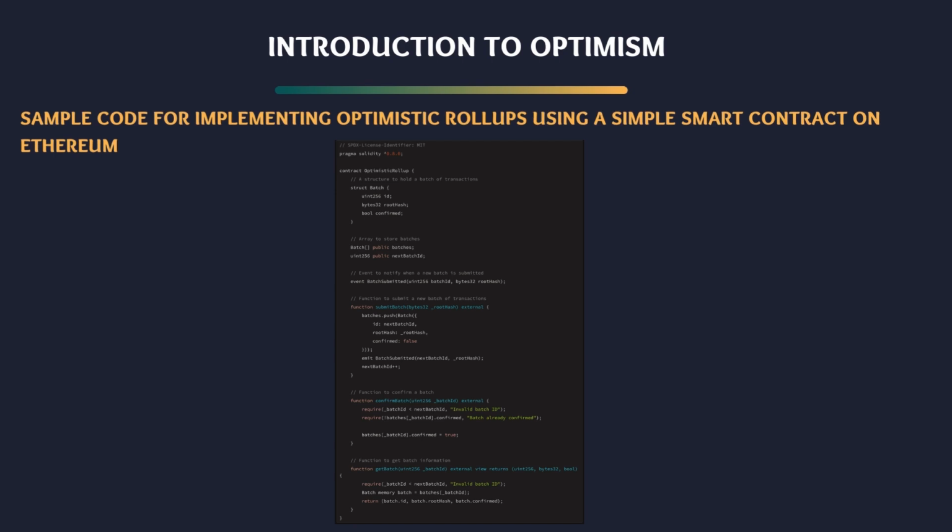4. Confirm batch function. This function allows anyone to confirm a batch of transactions. It marks the batch as confirmed. 5. Get batch function. This function allows anyone to retrieve information about a specific batch by its ID. This is a simple example to illustrate the concept of optimistic rollups. In a real-world scenario, there would be additional logic to handle disputes, fraud proofs, and more complex data structures to manage the transactions within each batch.